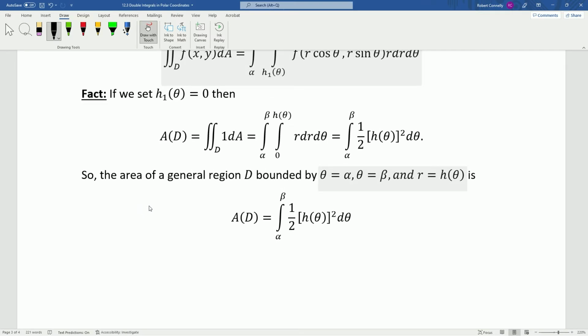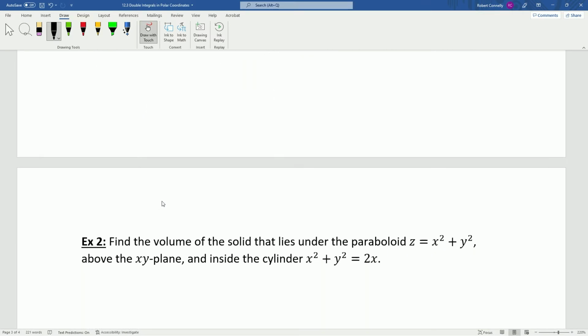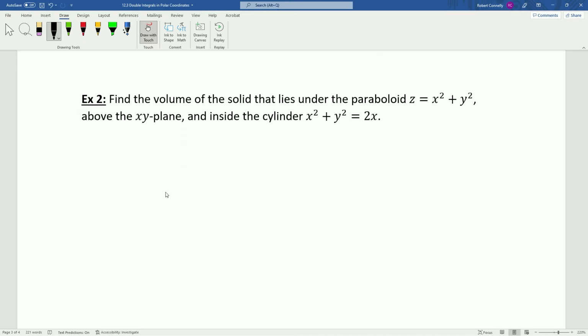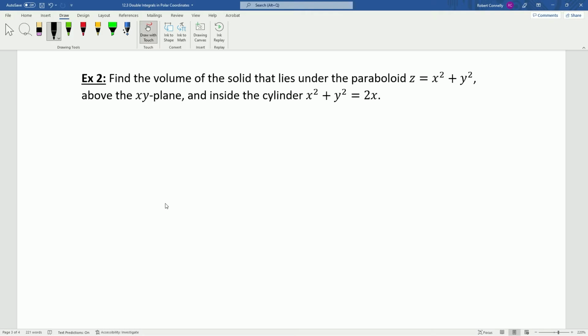Okay. Let's go ahead and move on to another example. Find the volume of the solid that lies under the paraboloid z equals x squared plus y squared, above the xy plane, and inside the cylinder x squared plus y squared equals 2x.